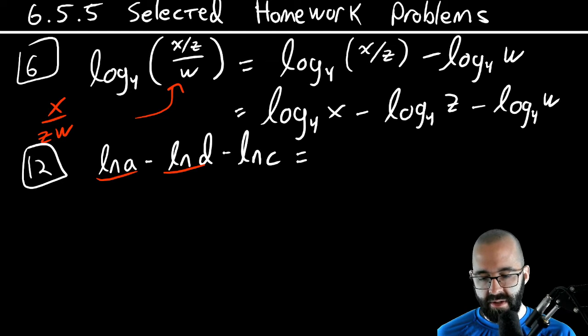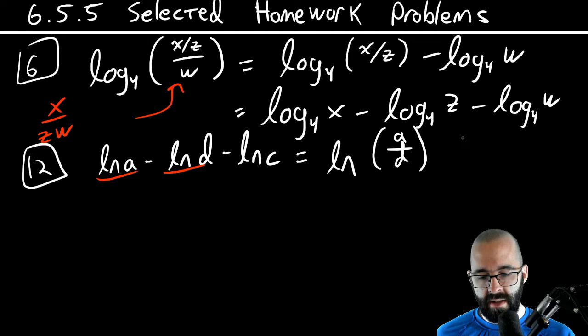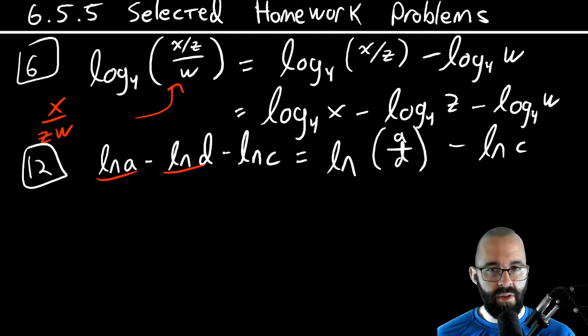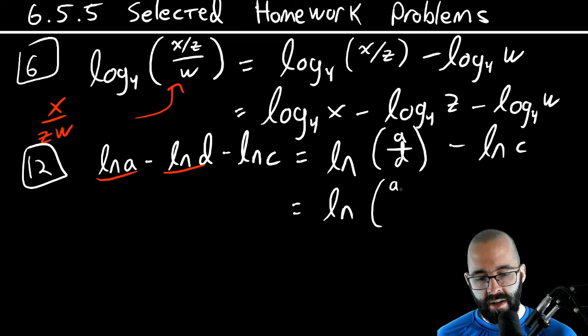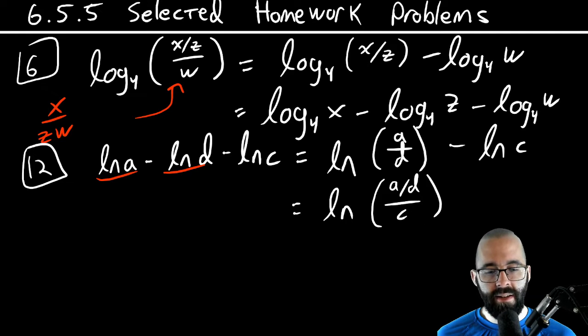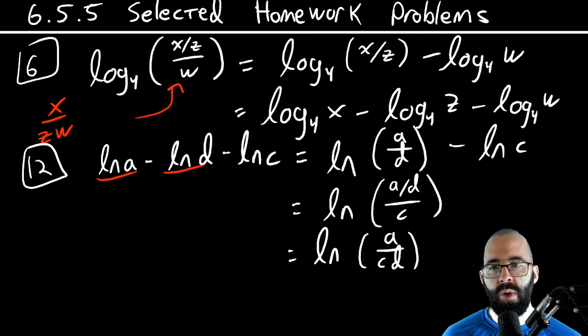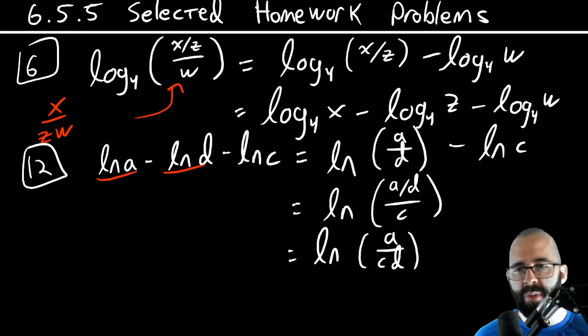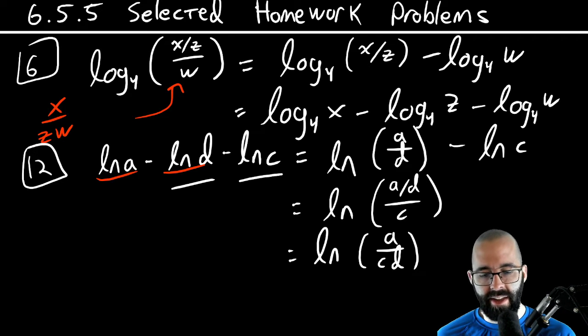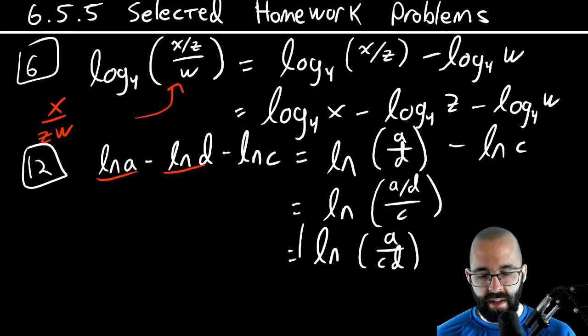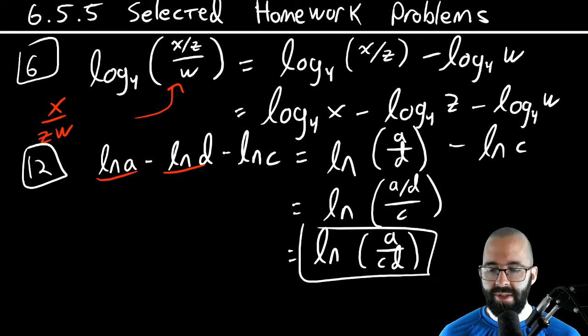First, use the quotient rule on the first two. It becomes the natural log of a divided by d. Natural log of c is still there from before. And then this subtraction means that c also goes on the denominator. The natural log of a over d divided by c, quotient rule again, and then simplify the inside to get the natural log of a over cd, or dc. We usually put them in alphabetical order, but this is d and then c, so it's all good. That's our answer.